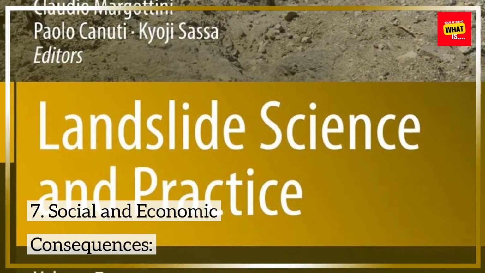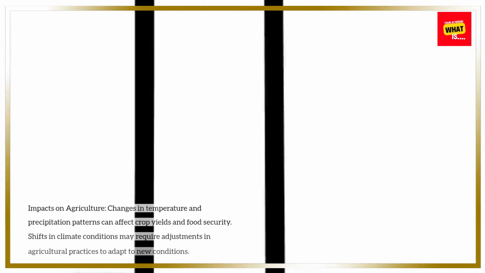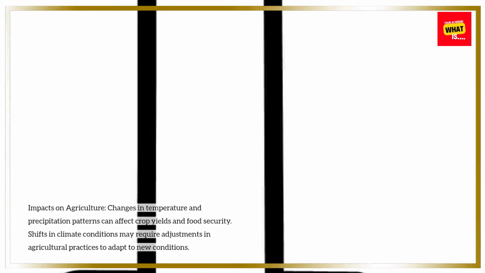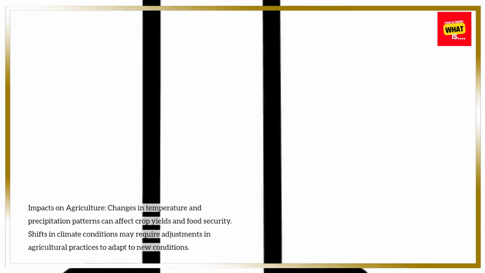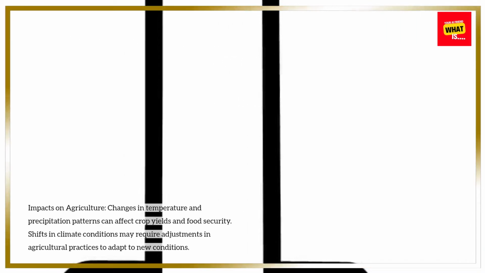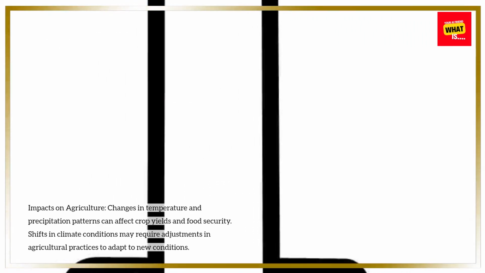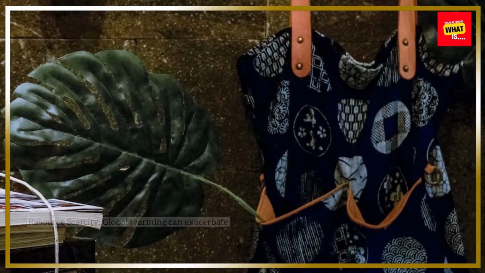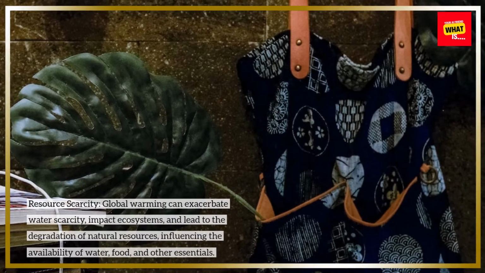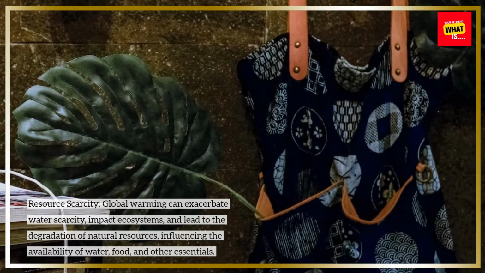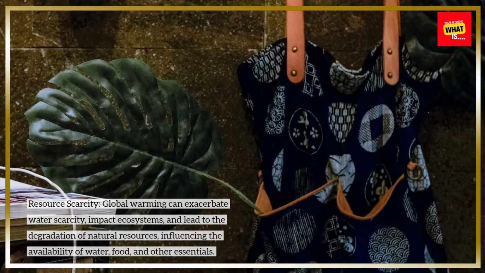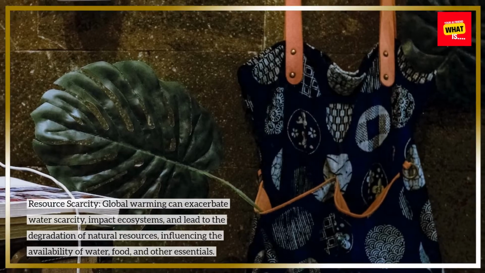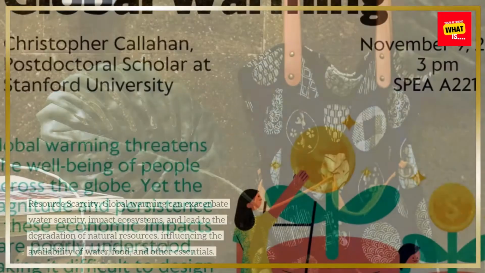7. Social and economic consequences. Impacts on agriculture. Changes in temperature and precipitation patterns can affect crop yields and food security. Shifts in climate conditions may require adjustments in agricultural practices to adapt to new conditions. Resource scarcity. Global warming can exacerbate water scarcity, impact ecosystems, and lead to the degradation of natural resources, influencing the availability of water, food, and other essentials.